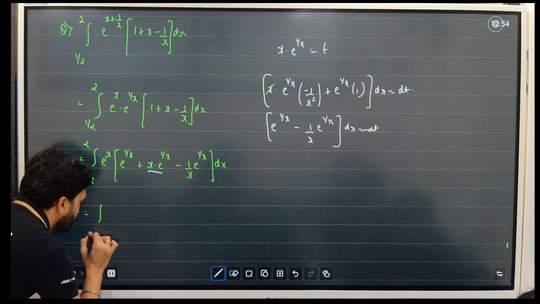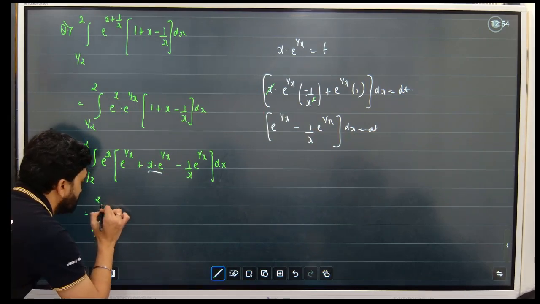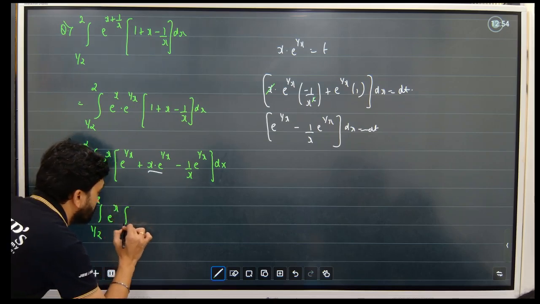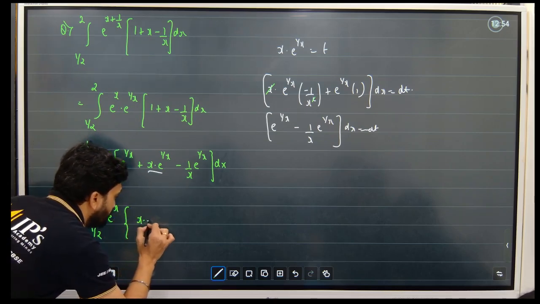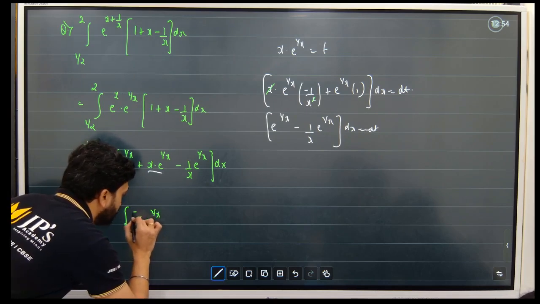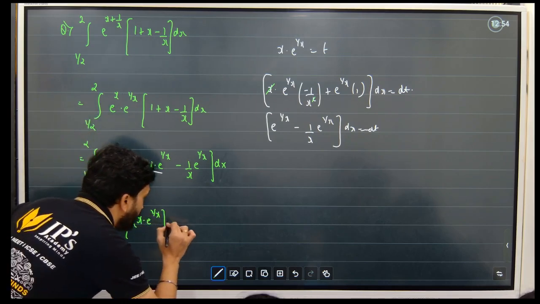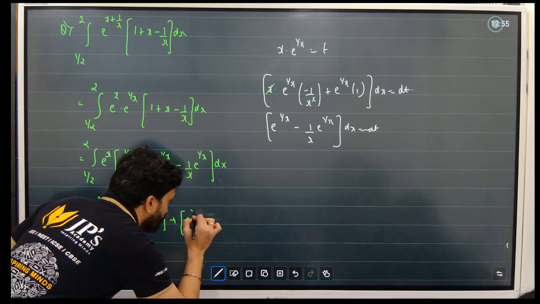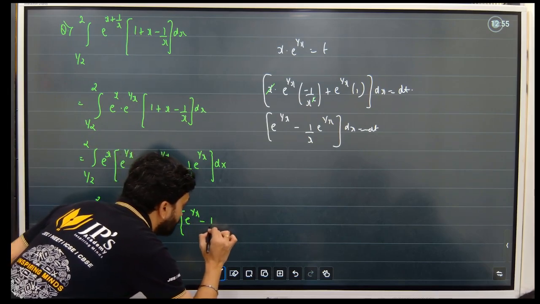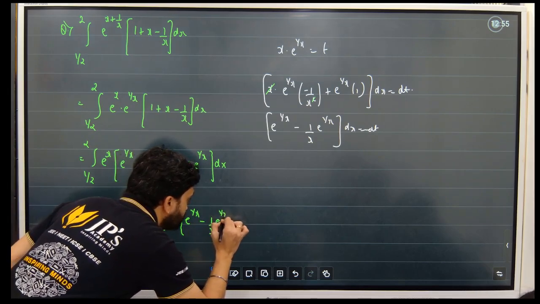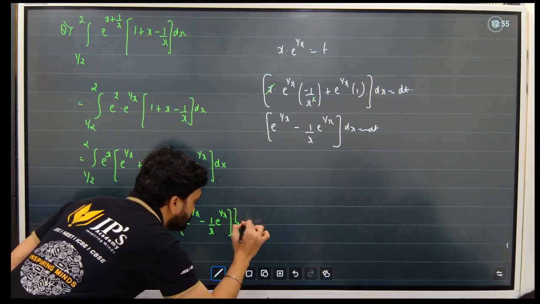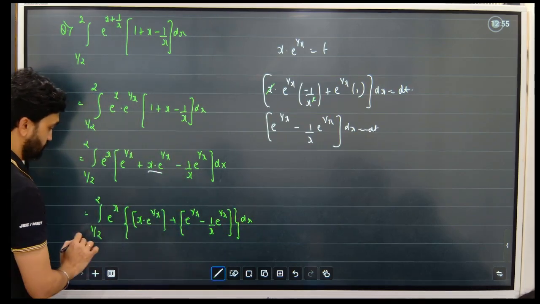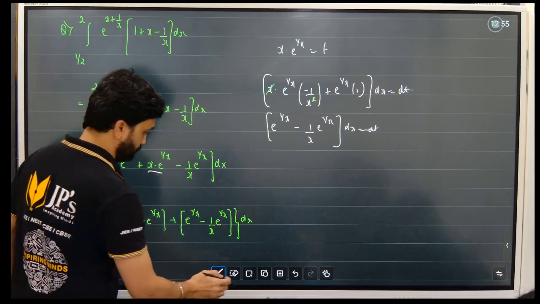So I will write, first of all I'll arrange it. So this will become e raised to x, this will become x into e raised to 1 by x in the first bracket plus e raised to 1 by x minus 1 by x e raised to 1 by x, bracket close, dx, and this is from half to 2.